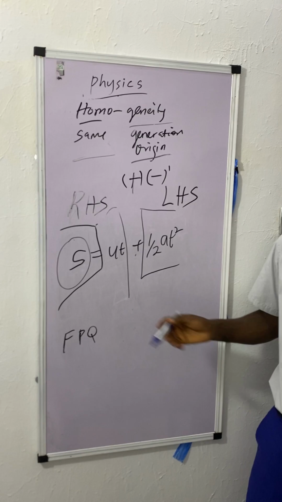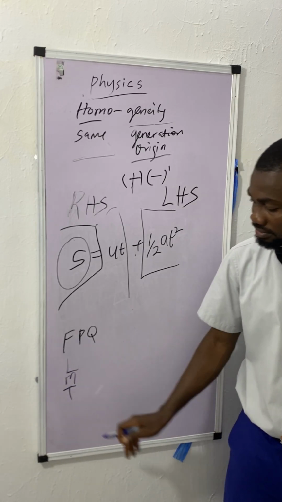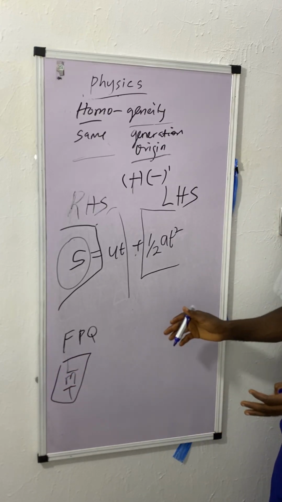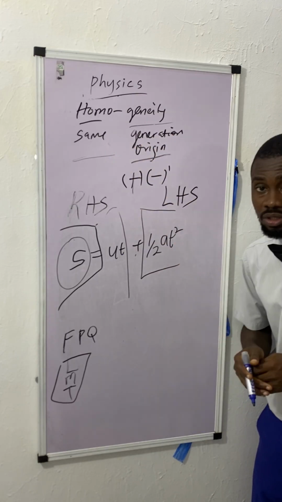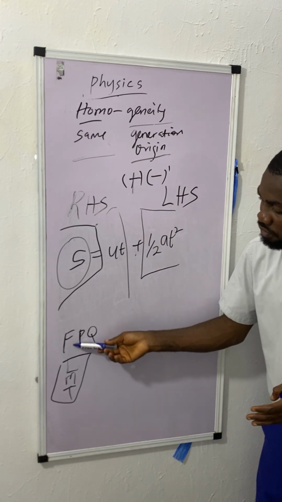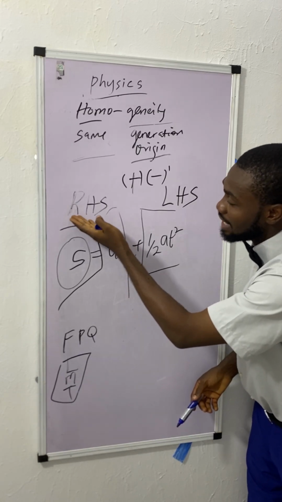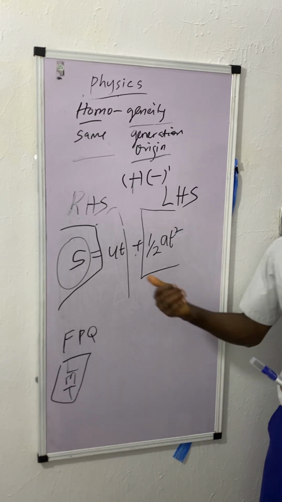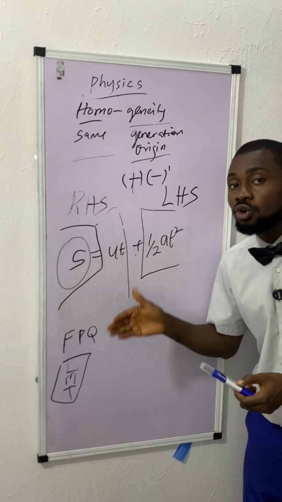So what are the fundamental physical quantities? We have length, we have mass, and we have time. So these are the fundamental quantities. If this equation is dimensionally homogeneous, that means we are going to have these fundamental physical quantities in common on the right-hand side of the equation and also the left-hand side of the equation. Now, let's figure out if this equation is dimensionally homogeneous.